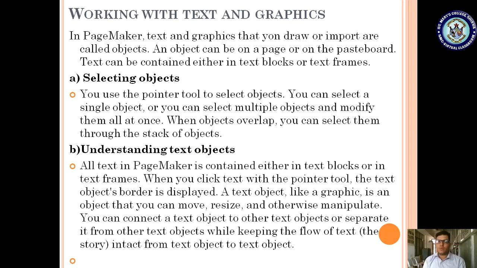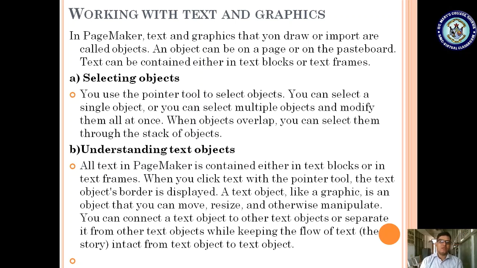Whatever content you copied is an object. The object can be placed on a page or on a pasteboard. Pasteboard is where recently copied information will be stored. Text can be contained either in text blocks or text frames. Your text information will exist in the form of text blocks or text frames.